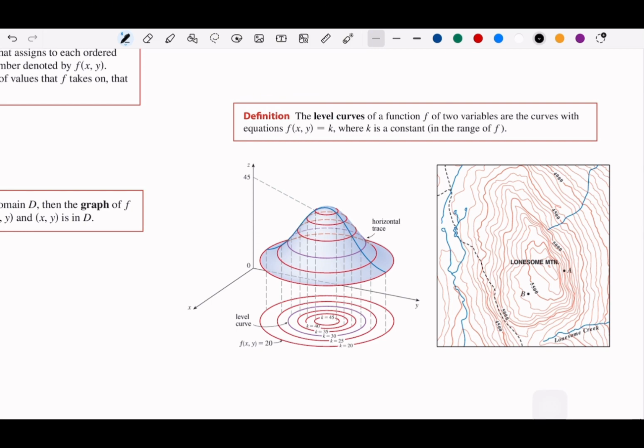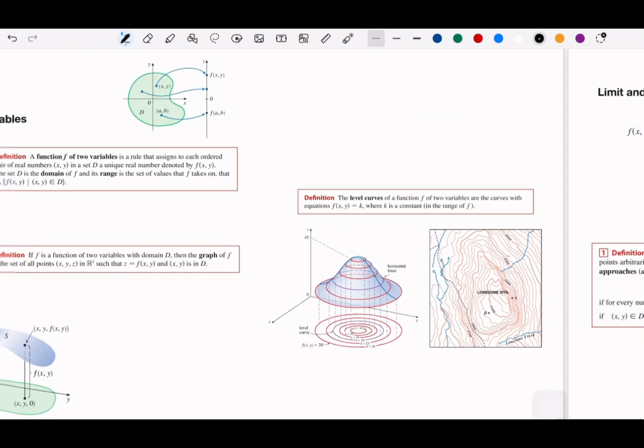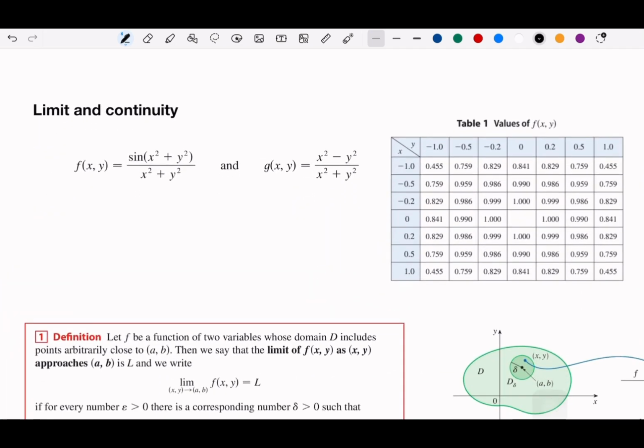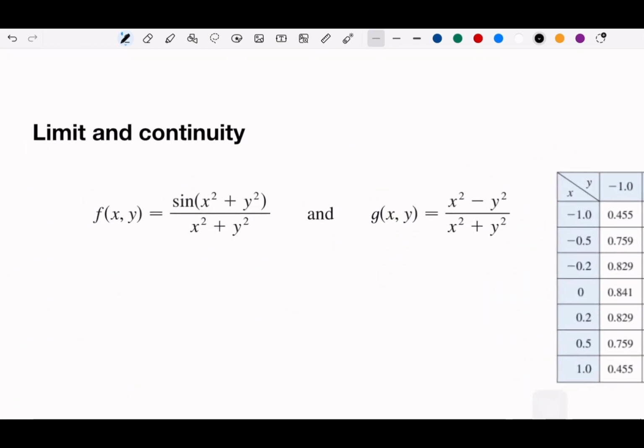Okay, now let's move to the calculus part. So this is just an introductory for the function. So let's move to limit and continuity for partial derivatives. Okay. Now, suppose that we have 2 functions. Okay? This function f and function g. Okay, you can see the details.